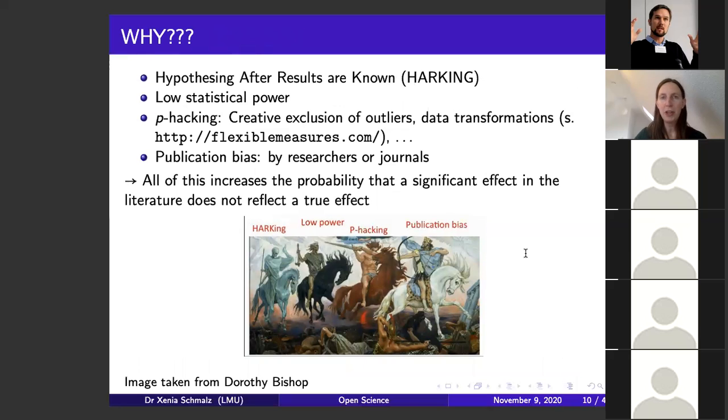And in psychology, this replication crisis is a really big thing. I think a couple of you are from psychology, but I have tried very hard to make the slides broadly applicable. So in psychology, this realization that we have a problem with replicability has really sparked an existential crisis. So a lot of researchers have started asking why this is the case. And the reasons for that are actually very well known. So there are these four so-called horsemen of the reproducibility crisis, as they were termed by Dorothy Bishop: hypothesizing after results are known, low statistical power, p-hacking, and publication bias.